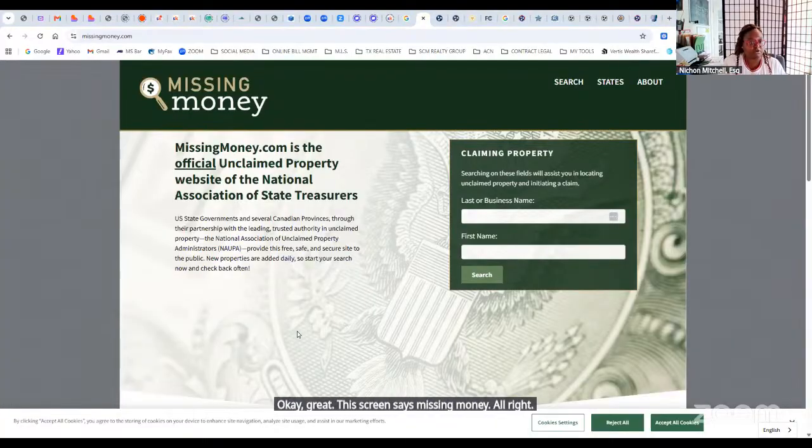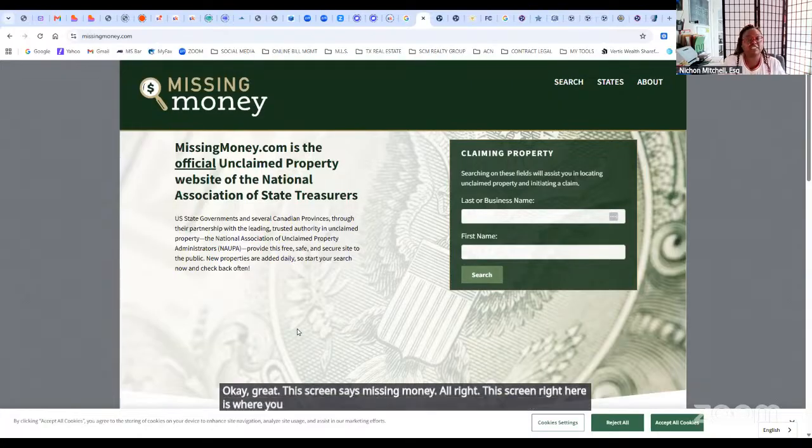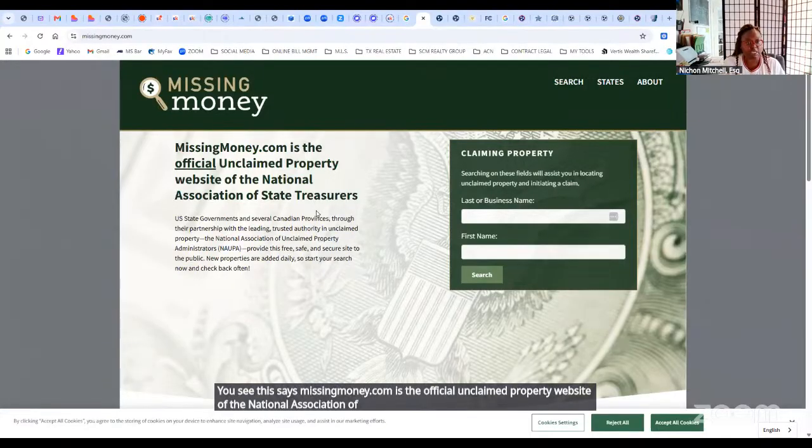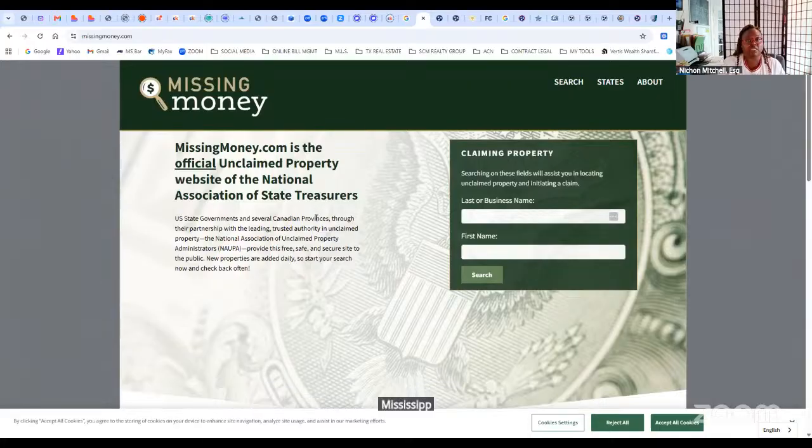This screen right here is where you can go and do a nationwide search in all states for any money that belongs to you. Okay. This is legit. This is a real thing. You see, this says missingmoney.com is the official unclaimed property website of the National Association of State Treasurers. Now, for somebody like me, I have lived in Illinois, Pennsylvania, Tennessee, Mississippi, California, Nevada, now Texas. I may have left one out. Look how many states I've lived in.